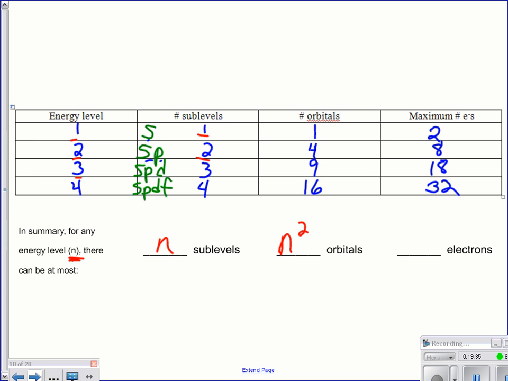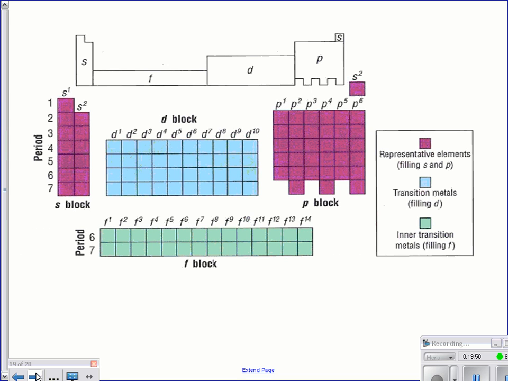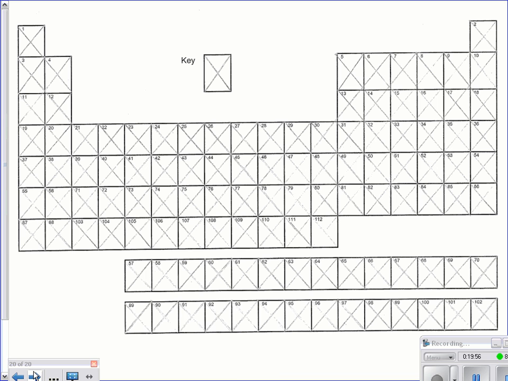And finally, 2n squared for your electrons. Okay, looks good. So hopefully you're having maybe some aha moments where it's all kind of getting tied together a little bit. So now I want us to think about, and this is just showing you a little bit of electron configuration with the periodic table, I want us to turn to this, which is on the back of a periodic table.